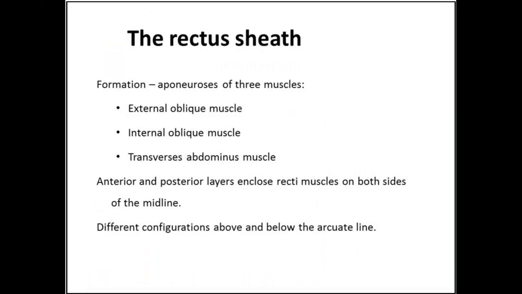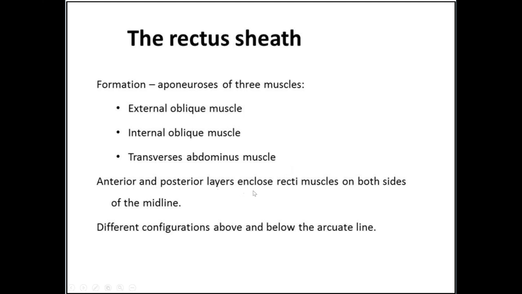So what about the rectus sheath? It is very important to know about the rectus sheath in the anterior abdominal wall, because there are many questions about it. So you should know the formation of the rectus sheath. It is formed by the aponeuroses of the three muscles: the external oblique, the internal oblique, and the transversus abdominis. So these are the important muscles in the formation of the rectus sheath.